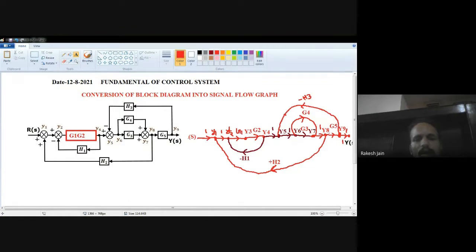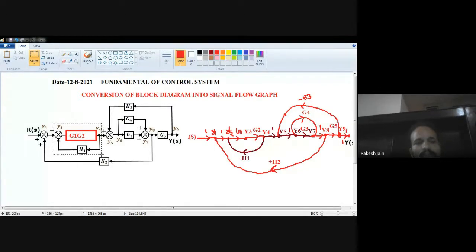So what is the rule? Forward gain divided by 1 plus or minus forward into feedback. So what is the forward? G1 G2 is the forward and H1 is the feedback. So G1 G2 H1 is the complete. This total has a minus sign, that's why plus will become.